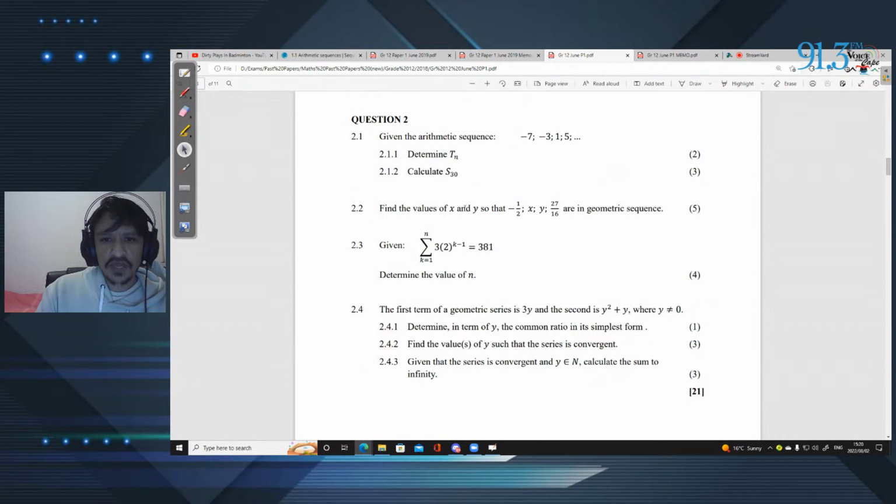Find values of x and y so that negative half x, y, 27 over 16 are in a geometric sequence. So we need to find the values of x and y, and we know that we are busy with a geometric sequence. Okay. So first thing we need to do, let's identify the equations for geometric sequence.